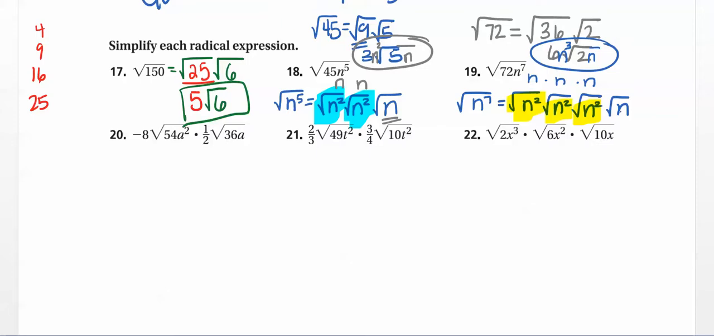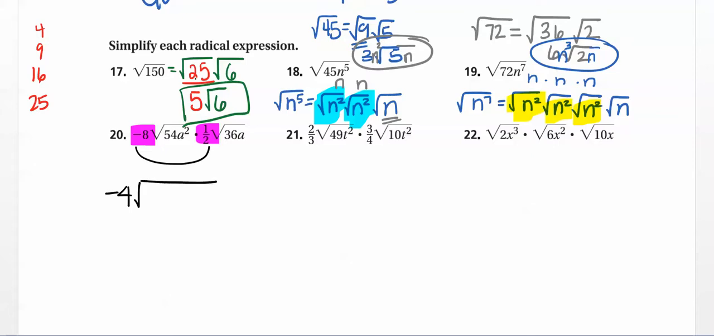Okay, I did number 19. It's pretty much the same thing. You can go ahead and look at the different numbers. It's very, very similar to number 18. Okay, let's talk about number 20. These get a little bit more overwhelming when we're multiplying. You have to look at what is on the outside. Those are just regular numbers that need to multiply. So negative 8 times 12 will give you negative 4.